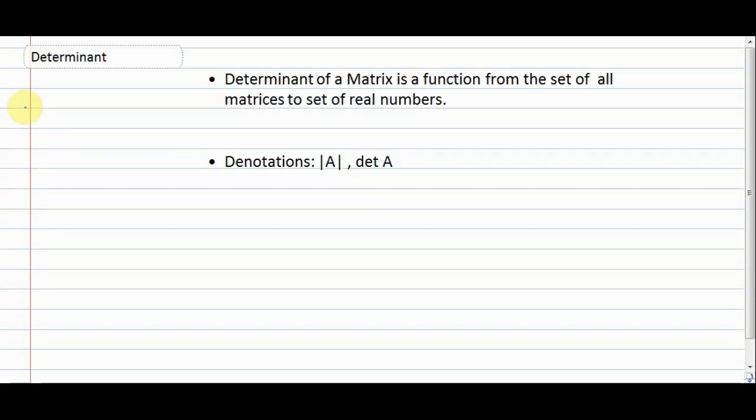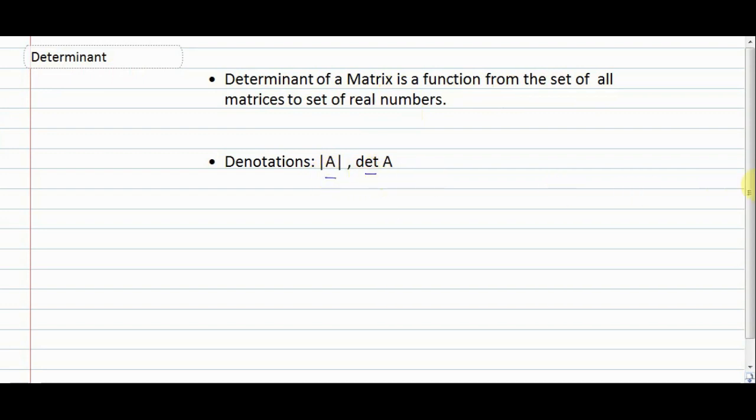Now let's see what is determinant of a matrix. Determinant of a matrix is a function from the set of all matrices to set of real numbers. So it's a function that maps a matrix to a real number. Now how do we denote determinant of a matrix? Here determinant of matrix A is denoted like this. We can also denote it like this.